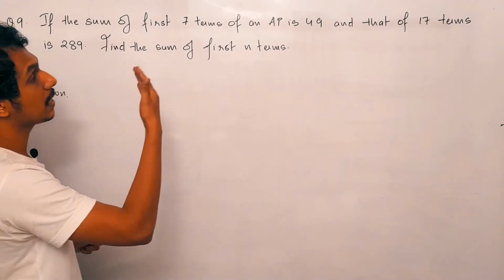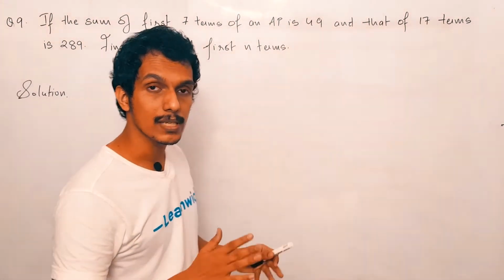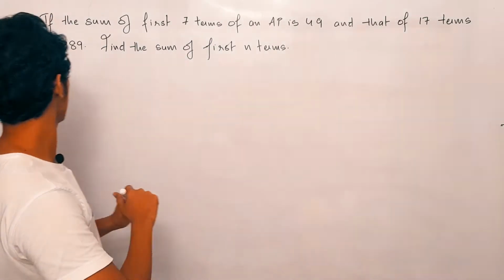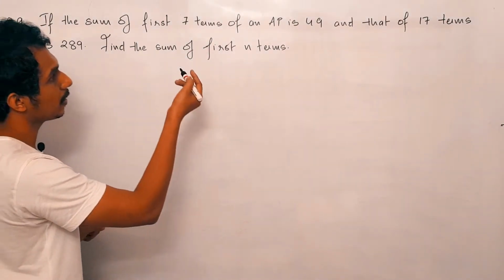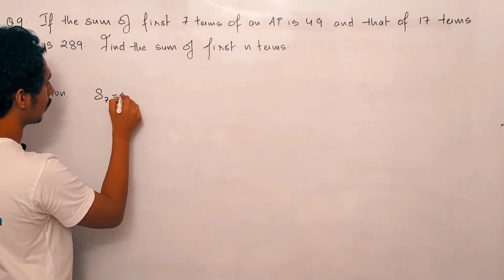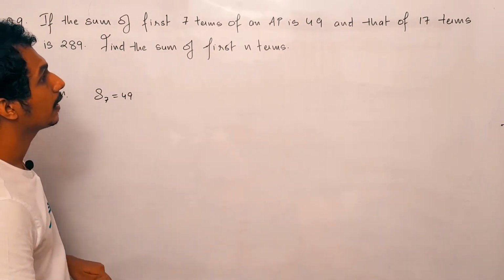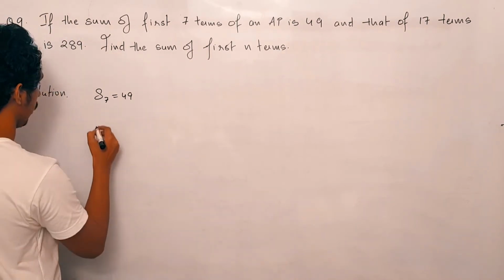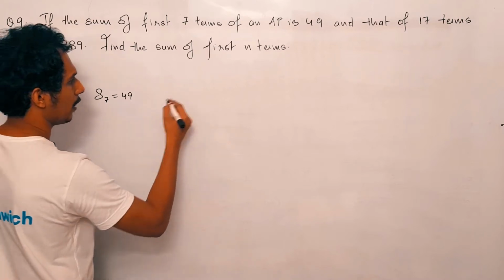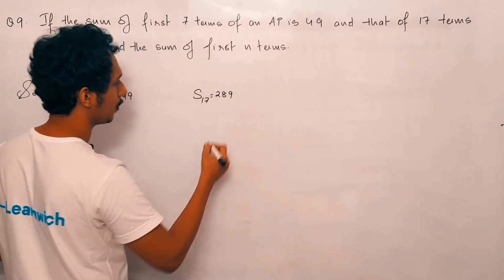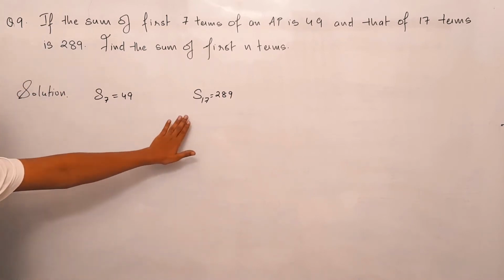How do we do a question normally? We will start by writing the given data. That is exactly what we are going to do here also. The sum of first 7 terms of an AP is 49. Okay, that means S7 is 49. And that of 17 terms is 289. So I'll write it here: S17 is equal to 289. These are the only 2 equations I have.